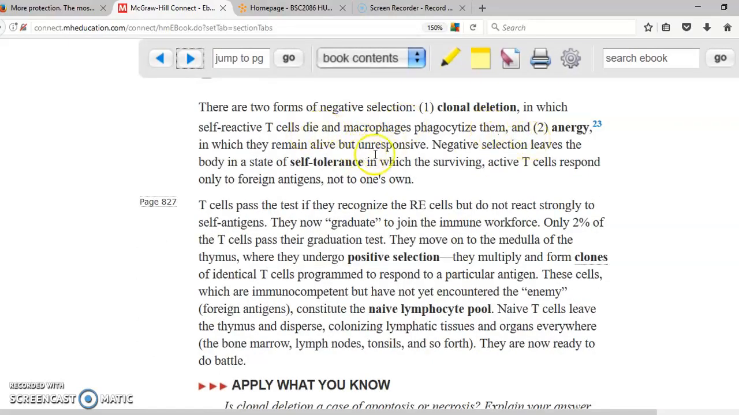If we keep scrolling down, right here it tells you clonal deletion, anergy. This is the one that is talking about those lymphocytes T that don't work. Positive selection to form clones, because obviously the ones that start working, you need to clone those because those are the ones that work. There are not that many, 2%.